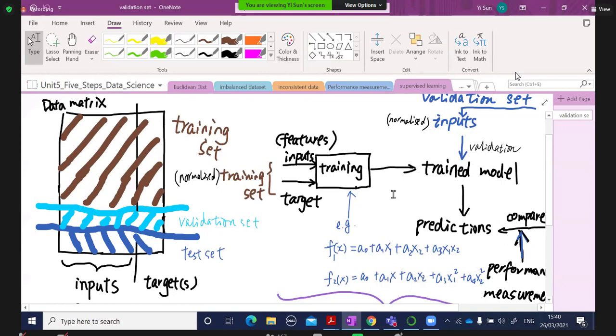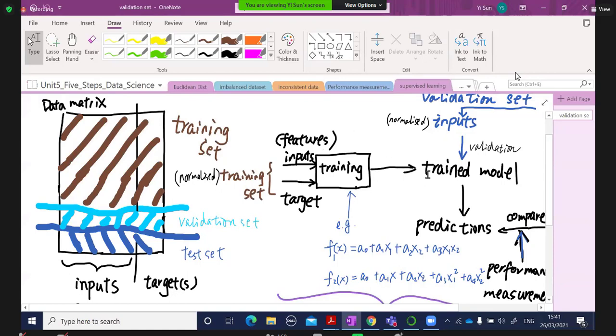Now what? You want to train a model. The training set has two parts: inputs and targets. Both parts will be sent to a model. We train the model using the training set to decide the parameters. For example, let's think about the first model has this shape: A0, A1, A2, and then A3. We have three features: feature 1, feature 2, and the third one is the interaction between these two. So the aim of using the training set is to decide values for A0, A1, A2, and A3.